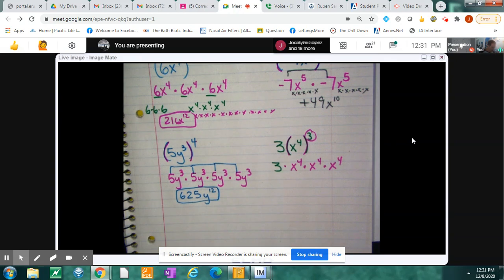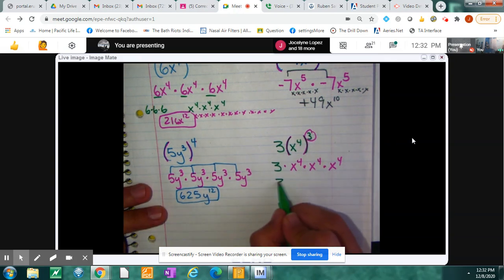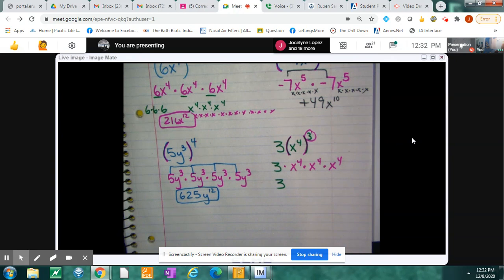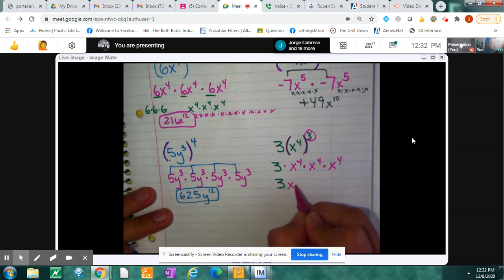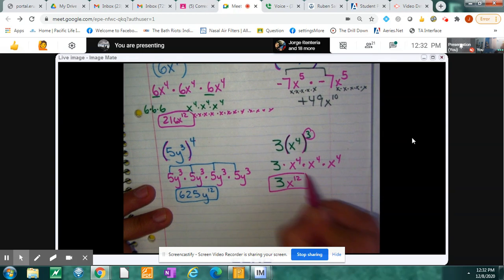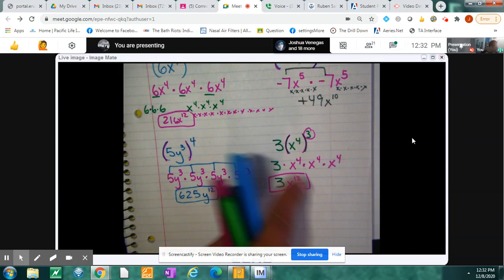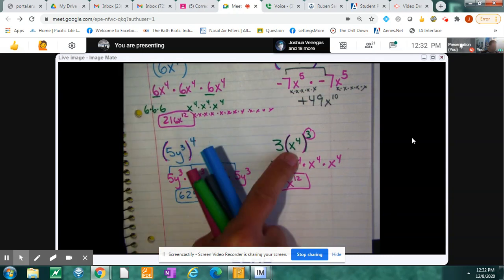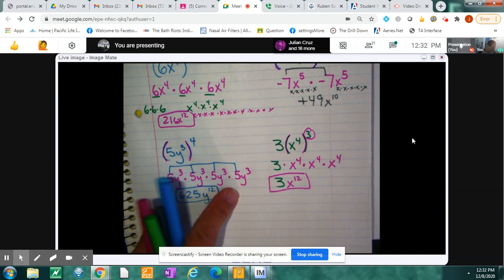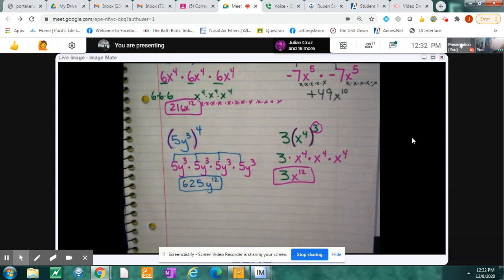Okay. So then what's my answer? 3x to the what? Again, 4, 8, 12. So there's your answer. 3x to the 12. All right? Pretty good? Now that's level 1. This is level 2. Now level 3 is this one. Okay?